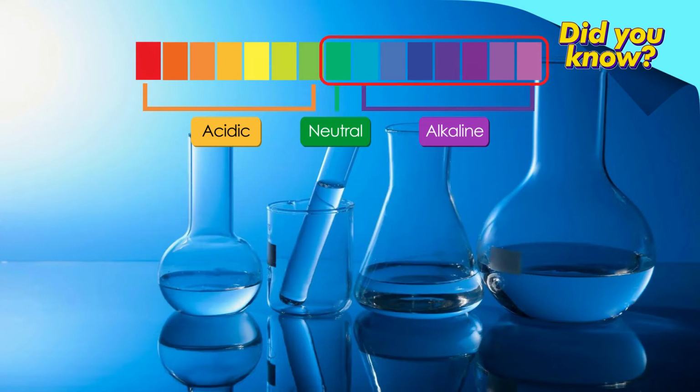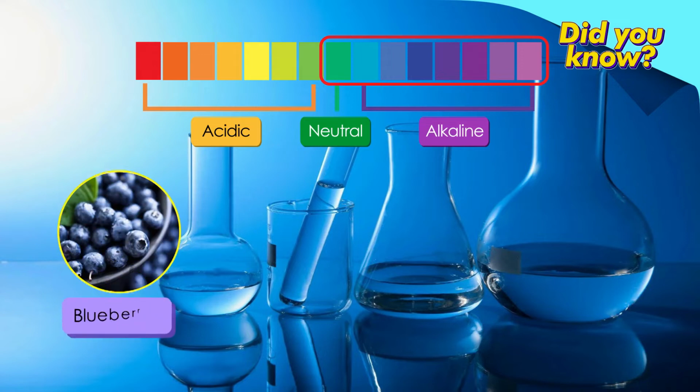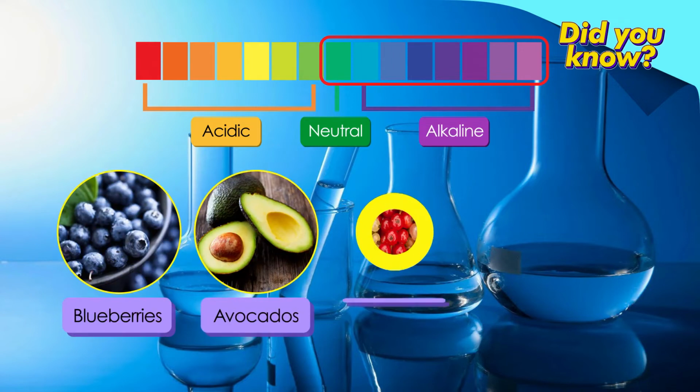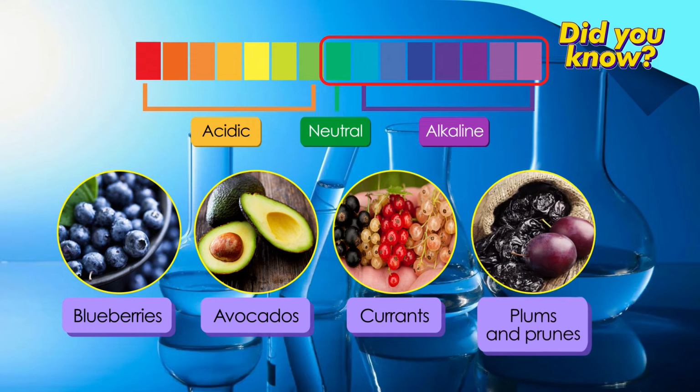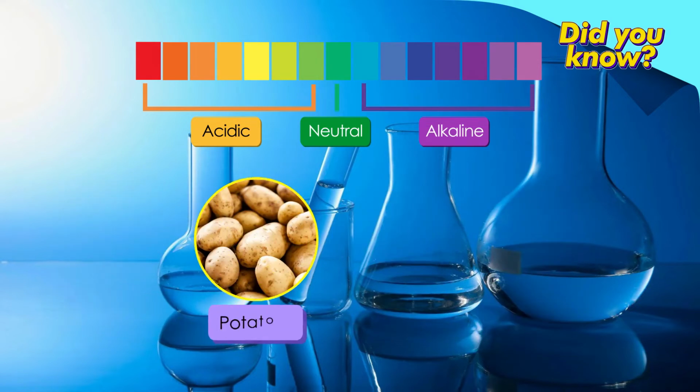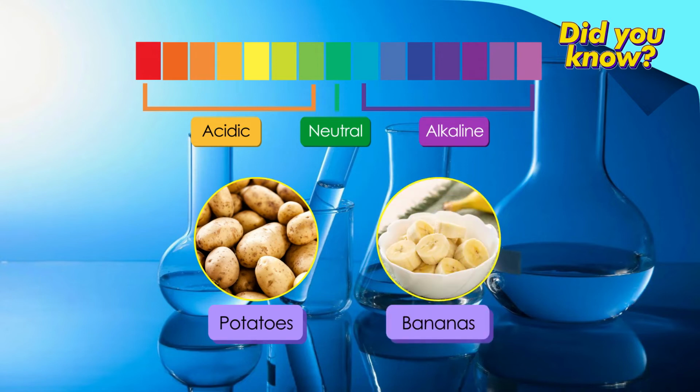Neutral or alkaline fruits include blueberries, avocados, currants, plums, and prunes. Potatoes and bananas are usually classified as neutral.